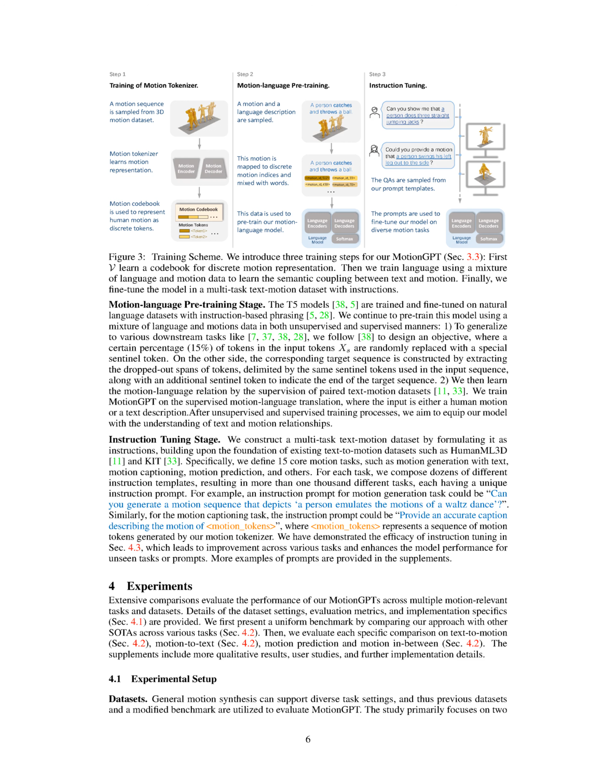Then, we'll examine how it performed in particular comparisons on tasks like turning text into motion and vice versa, predicting motion, and creating motion in between. For a more in-depth look at our results, as well as user studies and further implementation specifics, refer to our supplemental material. Section 4.1. Experimental Setup Datasets. We're looking at a general motion synthesis that supports a range of task settings, so we've used a variety of previous datasets and modified benchmarks to assess MotionGPT.